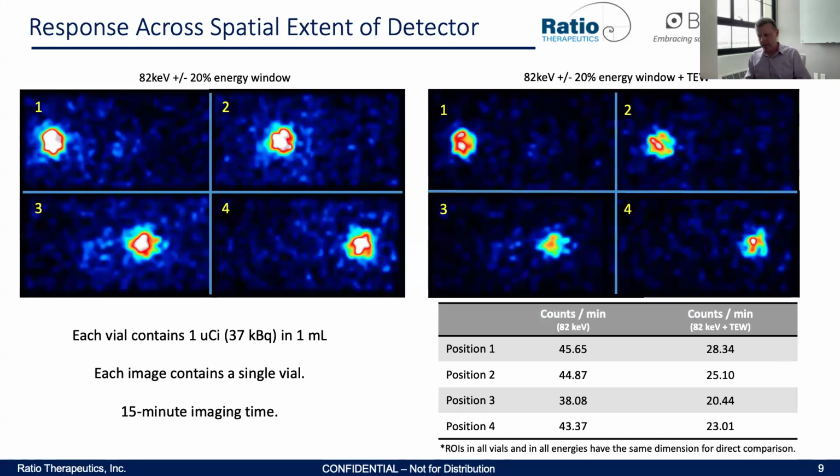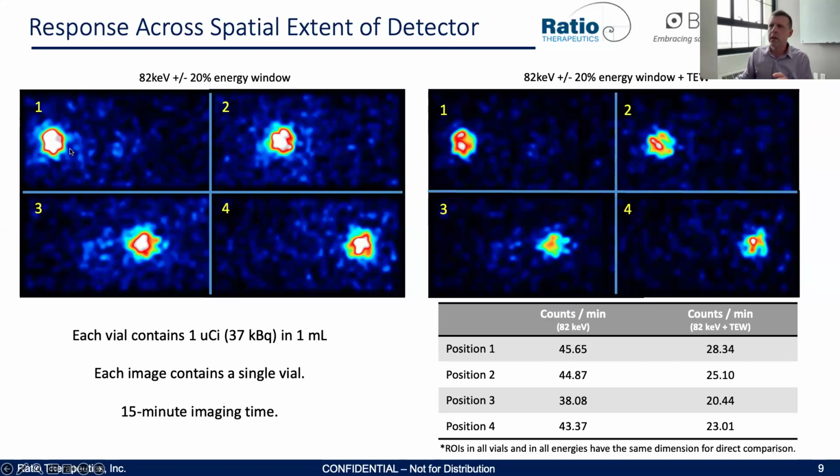So with those decisions made and that calibration in place, we looked at the response across the spatial extent of the detector. This was a 1 ml vial with 1 microcurie or 37 kBq of activity in it that was placed at 4 different locations across the extent of the detector. So this is actually 4 separate acquisitions that are being shown side by side.